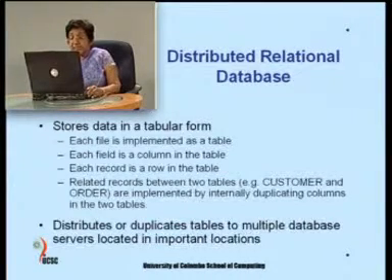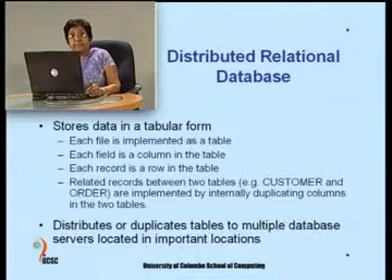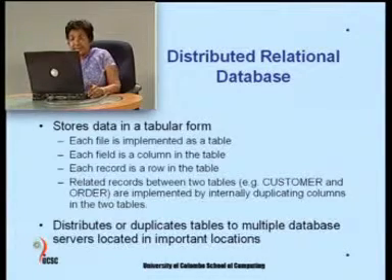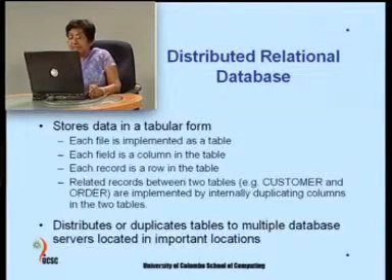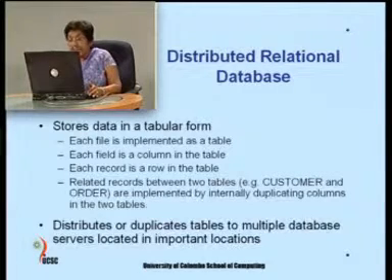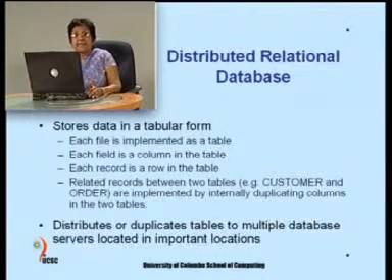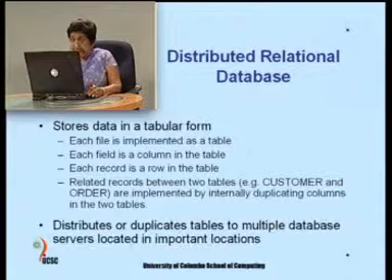So, related records between two tables, that is, if you take as an example customer and order, because we know these two things are related, because it is the customers that place orders and orders are placed by customers. So, this is implemented by internally duplicating columns in the two tables. So, the relationship is maintained by duplicating a column which keeps the customer number or the customer identification, which will be there in the customer table as well as in the order table as a column. So, most probably this column will contain the customer number which will uniquely identify each customer.